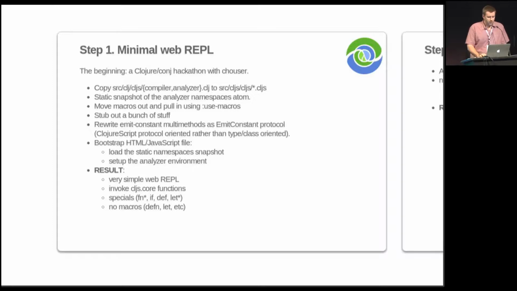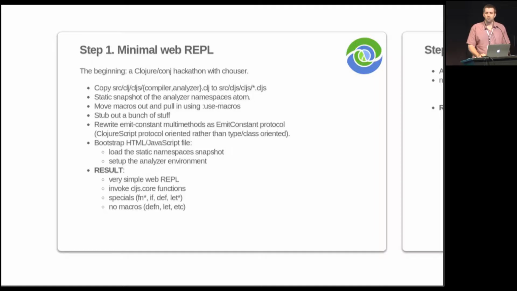Okay, so one of the other things is some of those files have some macros in them, not many, just a few, and because of the way the normal ClojureScript compiler works, you have to move those out of there if you want to be able to use them in the code itself. So move those out, and use the use-macros mechanism to pull them in. There's a bunch of stuff that needs to be stubbed out, like file IO, because that doesn't work yet. And we also rewrote the emit-constant multimethods as a protocol, because the multimethods use class typing of the data, and that doesn't really work well on the JavaScript side, so we rewrote those as protocols.